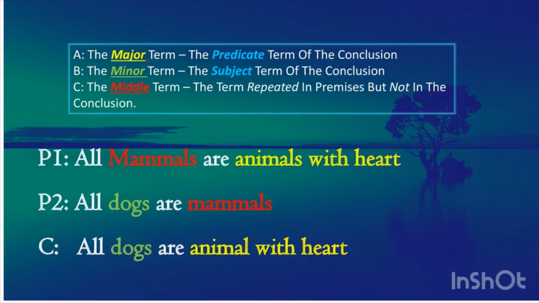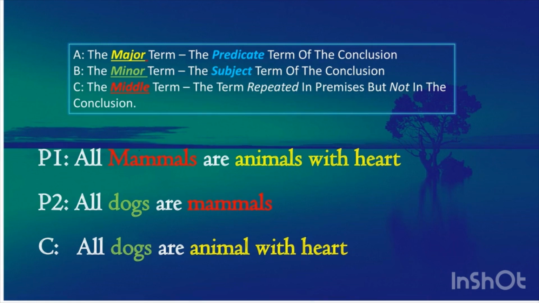Just focus on this slide so you can understand it more. The major term is highlighted with yellow color. It means the predicate term of the conclusion. The minor term is highlighted with green, the subject term of the conclusion, and the middle term is highlighted with red. It's the term repeated in the premises but not in the conclusion.